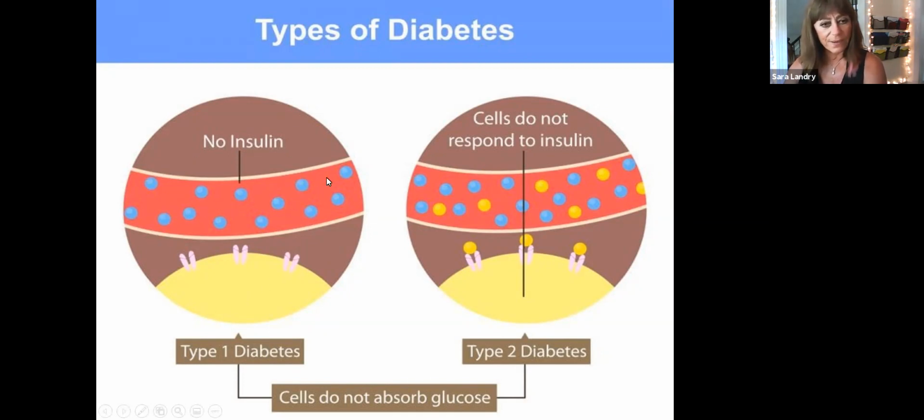So if we look at the two different types of diabetes, in this first circle, you can see the artery, and in the artery are those little blue circles. That's glucose. But you can see there's no insulin. So that means that glucose can't get into the cell. That's diabetes type 1. Now, in the second circle on the far right, you can see the artery, and the little blue circles are glucose. The yellow circles are insulin. They try to go down into the cell to open up the doors of the cell to let glucose in, but that doesn't work. The cells do not absorb glucose.